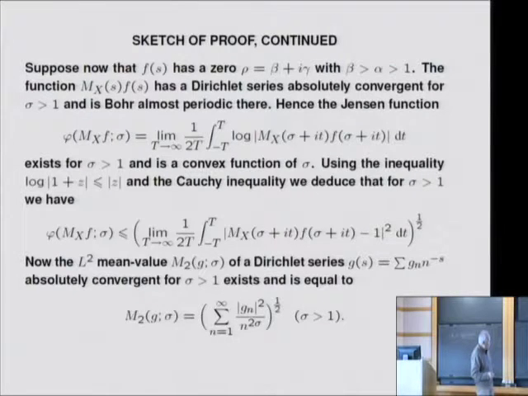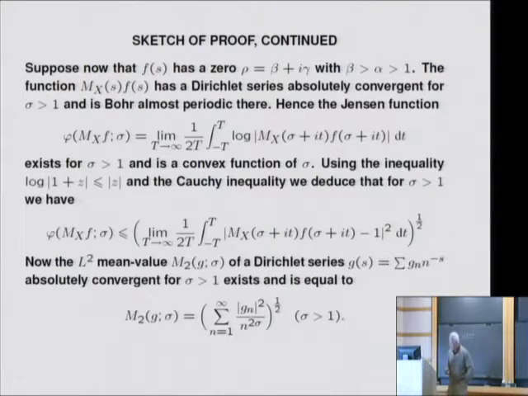And use now the inequality log 1 plus z less than or equal to z, which is the right thing to do because the modifier is essentially more or less an inverse of f. So z usually will be small, so the loss is not gigantic. So you have this thing. You take the L2 value. That's easy to compute, because the series is absolutely convergent, and so the mean value exists, the square mean value, the limit.